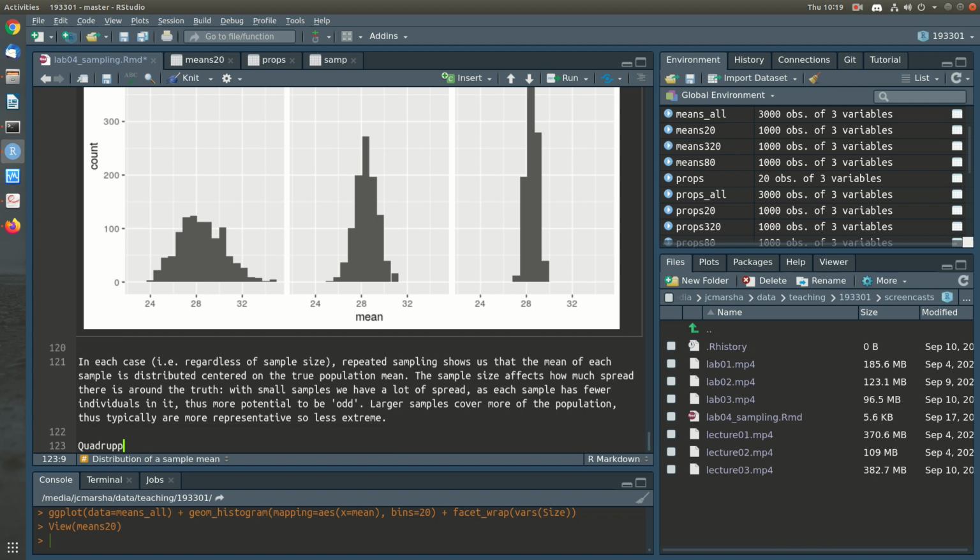Quadrupling the sample size reduces the range of possible sample means by 2. So you can kind of see that there's going to be diminishing returns here, right? So in order to reduce the range at which samples can take, and therefore to reduce the uncertainty that we're going to have about what the truth is, by 2, so in order to halve the amount of uncertainty, we have to quadruple the sample size.